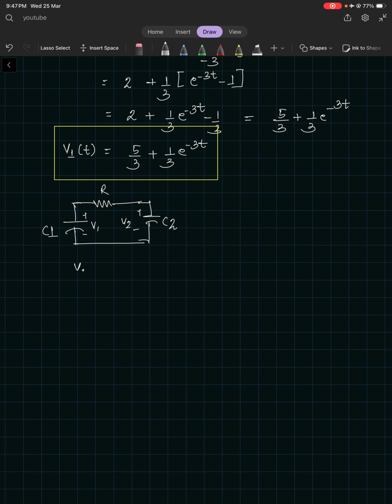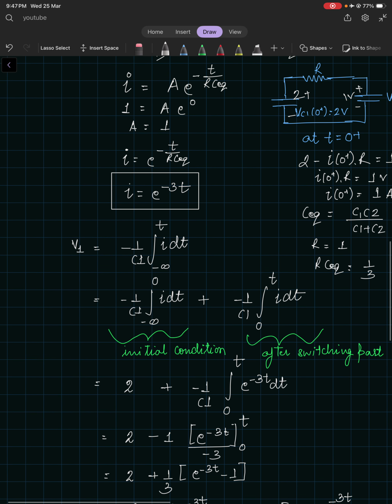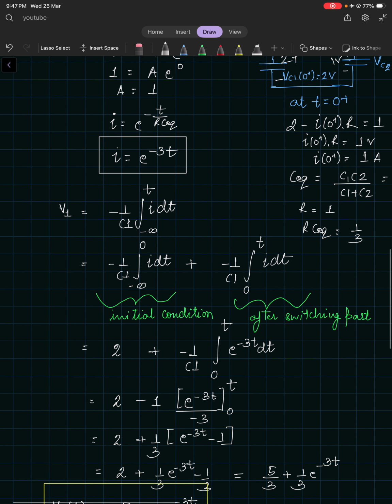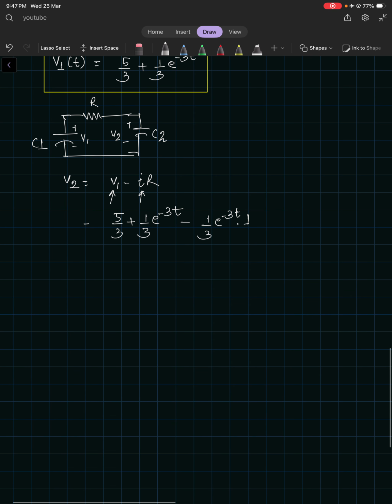So I have written V2 is equal to V1 minus I into R. We have already found V1 and I, so V2 can be directly found this way: 5 by 3 plus 1 by 3 e to the power minus 3t, minus I into R. What is I? This was I, e to the power minus 3t, into R. R is again 1 ohm. So minus 1 by 3 e to the power minus 3t into 1. Here I can calculate V2 as, this will cancel.